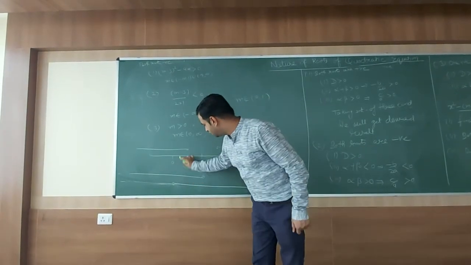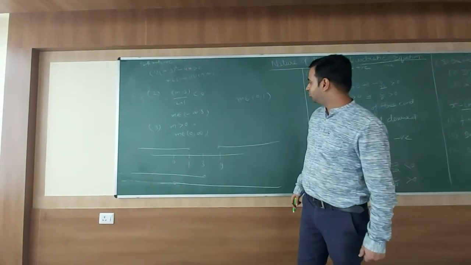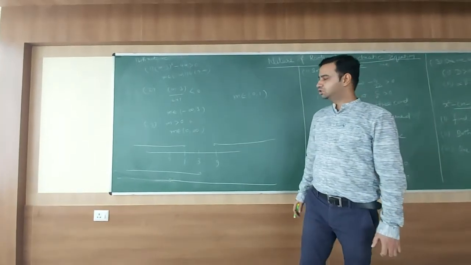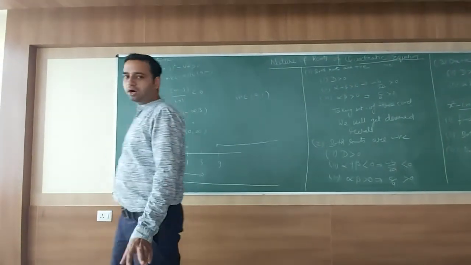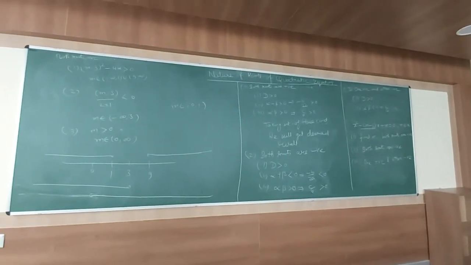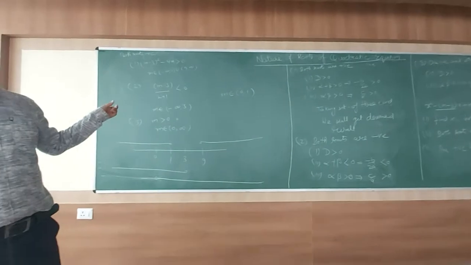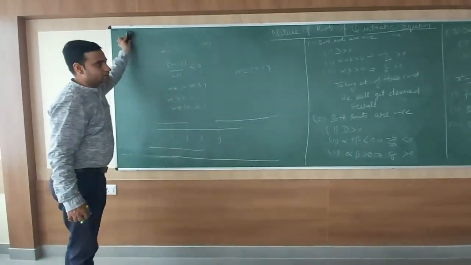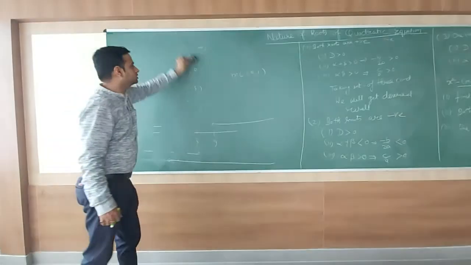Again see 1, 2, 3. These are the common conditions, and 0 and 1 will lie in the open interval. Okay. So this is my answer for m, for which both the roots are negative. Okay. Can I rub it again? And now I will try to discuss about the third point, that is, one root is positive and one is negative.